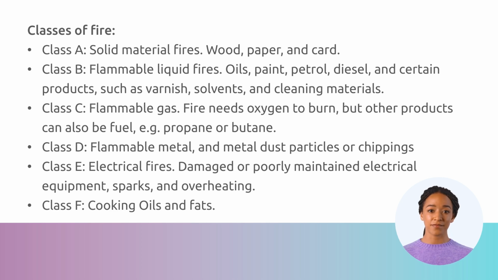Classes of fire. There are 6 classes of fire, defined by the material or the cause. It is essential that the class is identified so the risk can be properly evaluated, the firefighting authorities know what they are dealing with, and the correct type of extinguisher is used. Class A, solid material fires. Class B, flammable liquid fires. Class C, flammable gas. Class D, flammable metal. Class E, electrical fires. And Class F, cooking oils and fats.